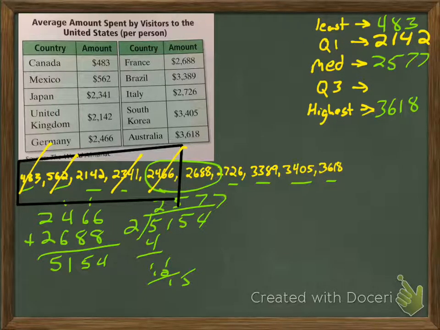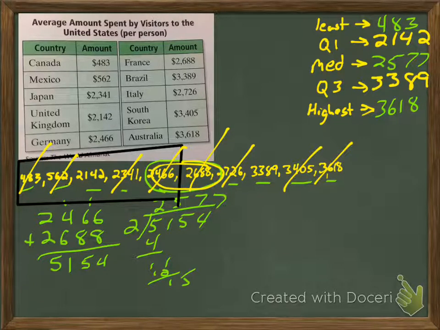Now for my Q3, I'm going to do the same thing on the other side of that bar. 1, 1, 2, 2, and I get 3,389. Now, one question I have is, why did we count these two? Well, we used them to find a number that is in between them. That's why that black line's there.